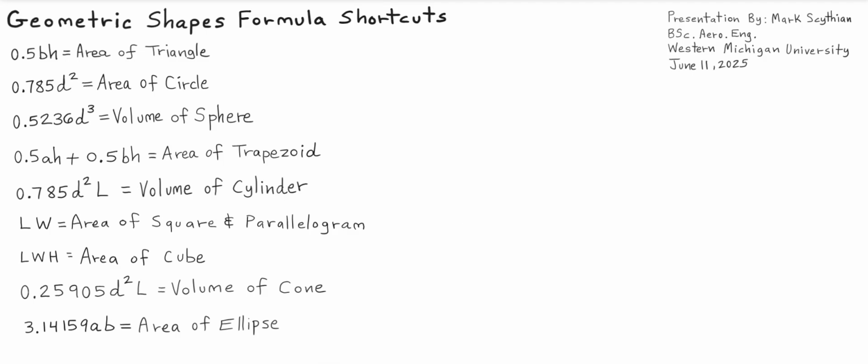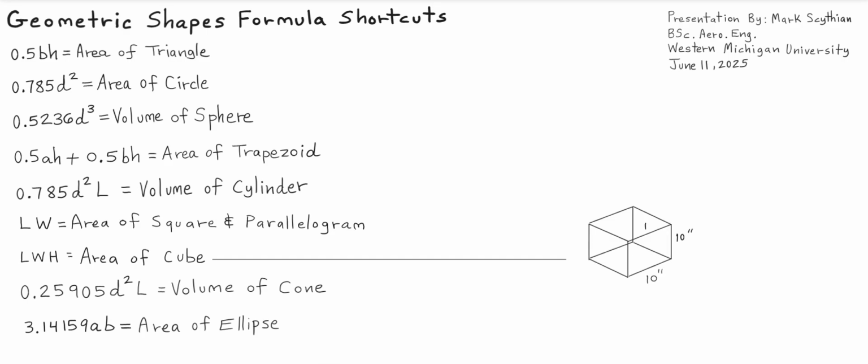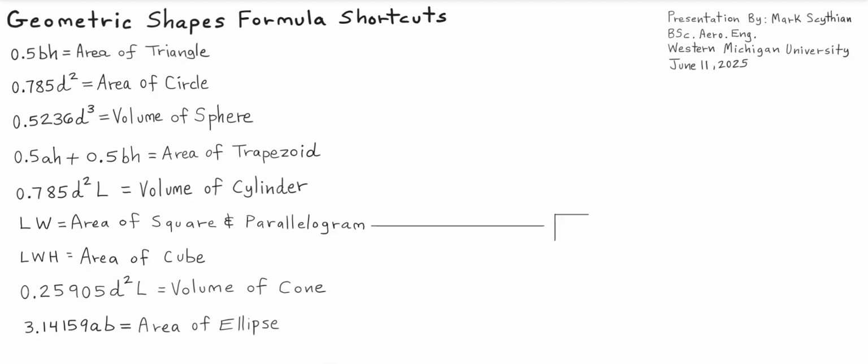So that works. So of course the area of a cube is pretty straightforward. Length times width times height. So let's say a 10-inch square cube. So 10 times 10 times 10, 1,000 cubic inches.